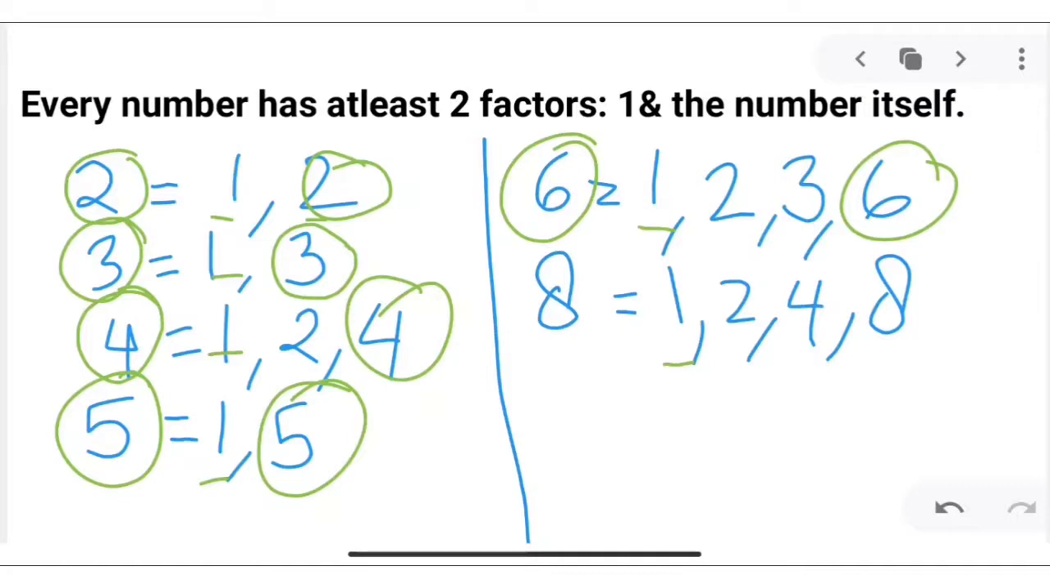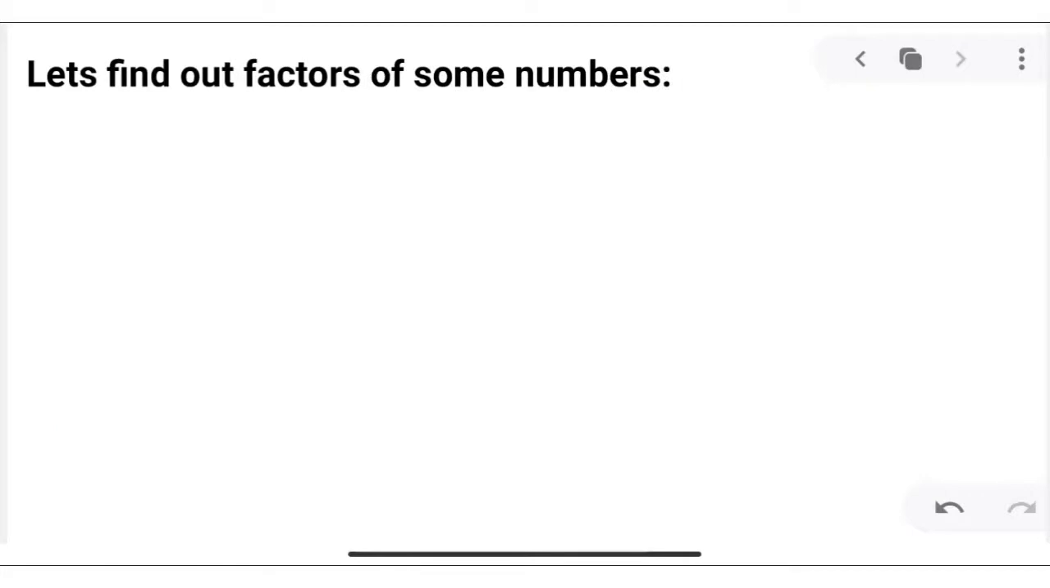I hope this concept is clear to you students. Let's find out factors of some numbers. Let's say we have to find out the factors of 12. So how will we find out? We will check which numbers we have to divide 12 by such that we get a remainder of 0.